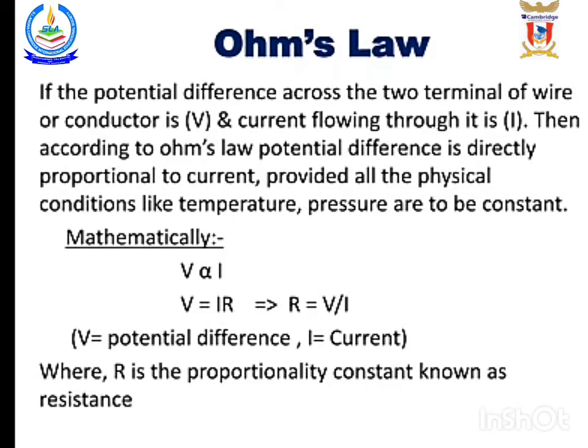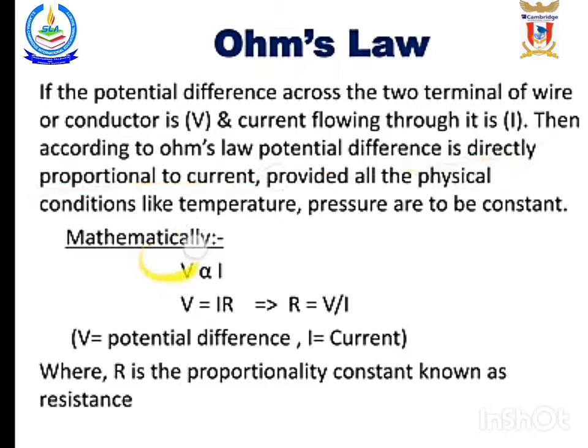If the potential difference across the two terminals of a wire or conductor is capital V and the current flowing through it is capital I, meaning each wire has two ends and the potential difference across the two ends of the wire is capital V, and the current flowing through this wire is capital I, then according to Ohm's law, the potential difference is directly proportional to current. What is the meaning of directly proportional? It means if one term increases, the other also increases. If one term decreases, the other also decreases. So according to Ohm's law, potential difference is directly proportional to current.